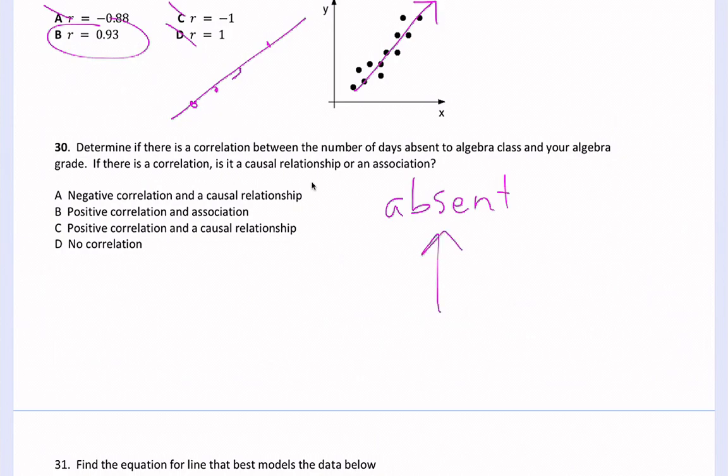Let's say the number of days you're absent goes up. So you're absent a lot. What's going to happen to your grade in the class? Well, if you're absent all the time, your grade's going to go down. So if one goes up while the other one goes down, is that going to be a negative or a positive? That's a negative, so I know it can't be positive.